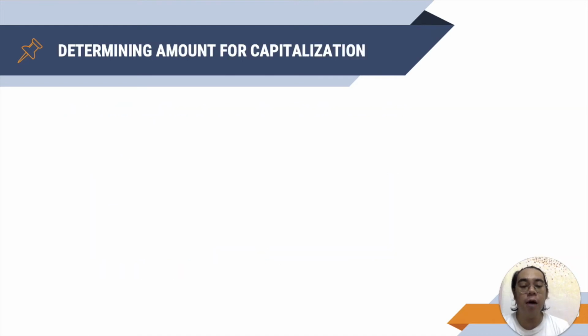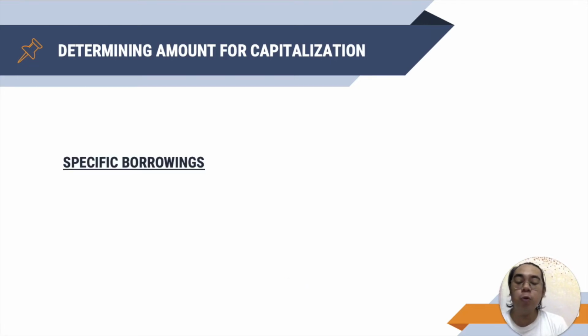So how do we now determine or compute the amount for capitalization? We have two types of borrowings. We have specific borrowings and we have general borrowings. Specific borrowings are those you borrowed specifically for the construction or development of the qualifying asset. General borrowings are all your other liabilities that are not specifically for that certain project.